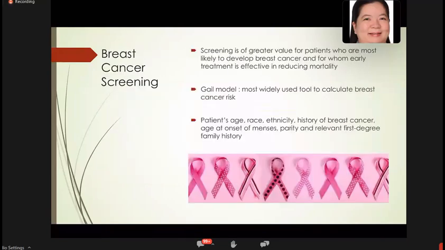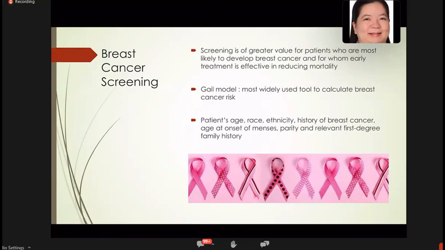So when we talk of breast cancer, again, screening pa rin, okay? Prevention pa rin is better than cure, okay? So screening is done and is of greater value for patients who are most likely to develop breast cancer, no? Meaning those who are high risk. And for them, early treatment is very effective in order to reduce mortality.